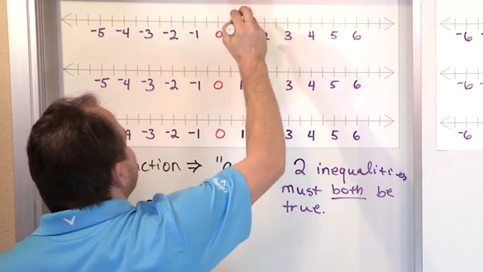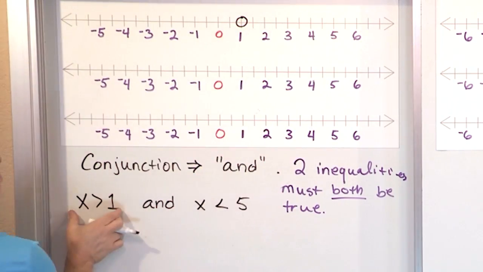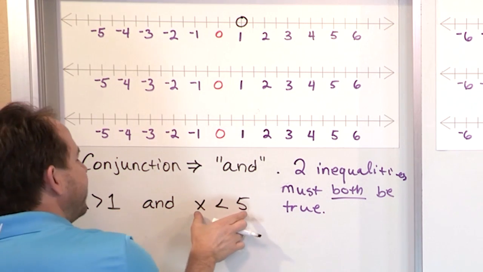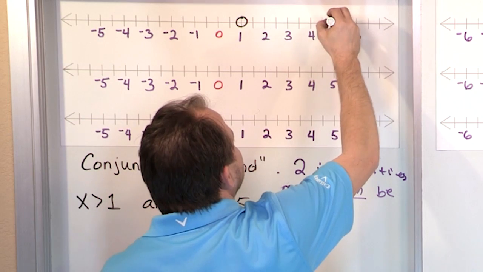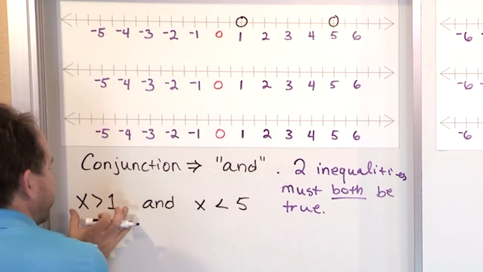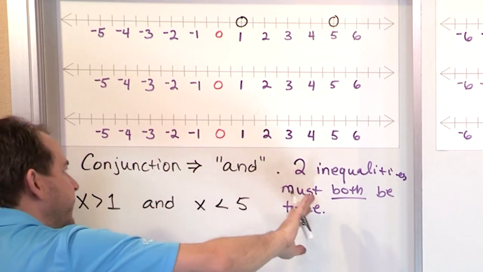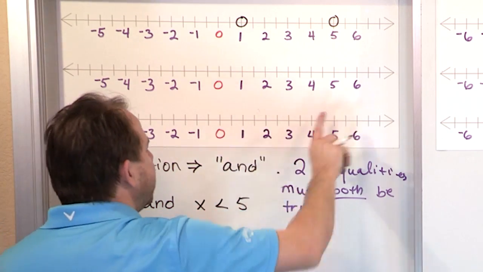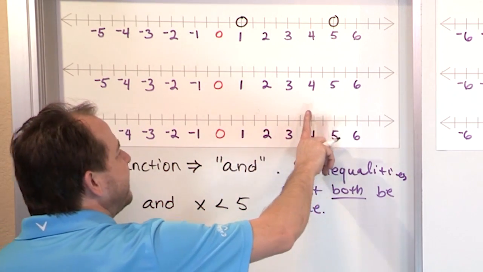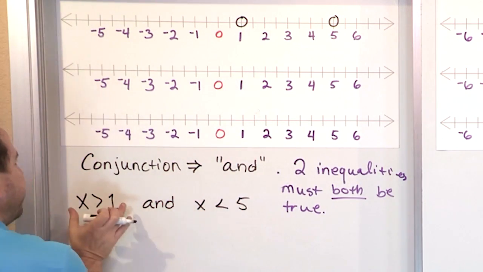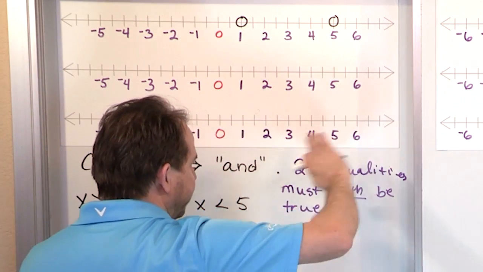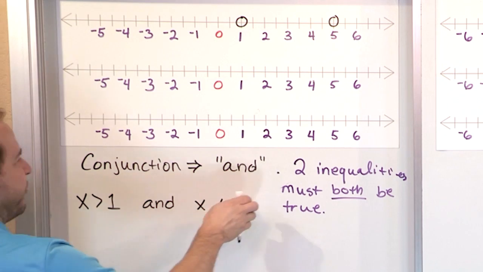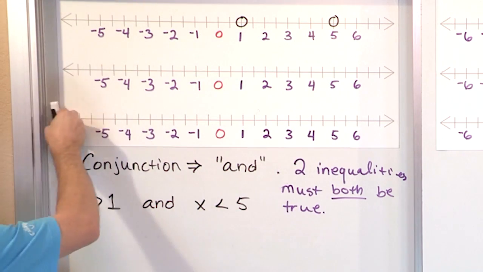And I would go ahead and graph everything to the right of the number 1 because that's what it tells me to do. But then I also have this other one. It's telling me x is less than 5. So I could put a circle around that one. You see this one is telling me everything bigger than 1, which means bigger than 1 this direction. And this one is telling me everything less than 5 this direction. So if just this one were true, then it would be everything bigger than 1 off to infinity. And if just this one were true, it would be everything less than 5 to negative infinity.